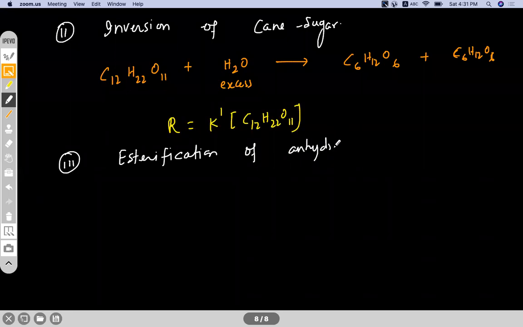Examples you have to keep in mind, because sometimes they ask a theoretical question, which one of these is a pseudo first order reaction. They mostly ask this.